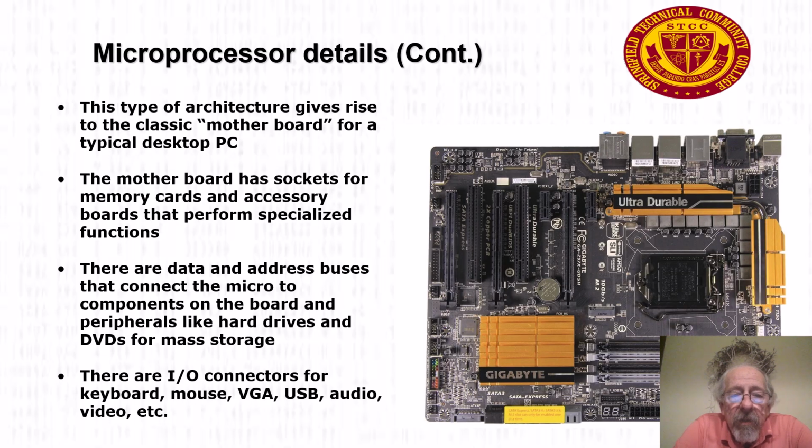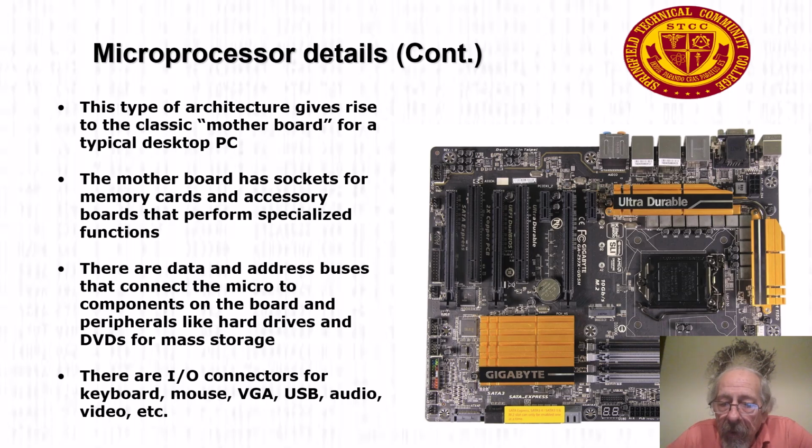So here's a microprocessor motherboard. This type of architecture, the microprocessor, gives rise to the classic motherboard for a typical desktop PC. The motherboard has sockets for memory cards and accessory boards that perform specialized functions. There are data and address buses that connect the micro to the components on the board, and peripherals like hard drives and DVDs for mass storage. There are I/O connections for a keyboard, a mouse, VGA, USB, audio, video, and so forth.